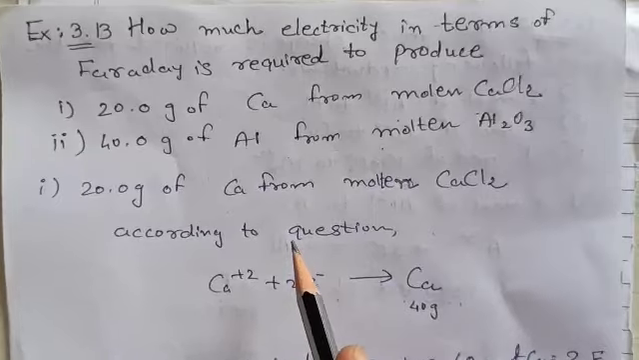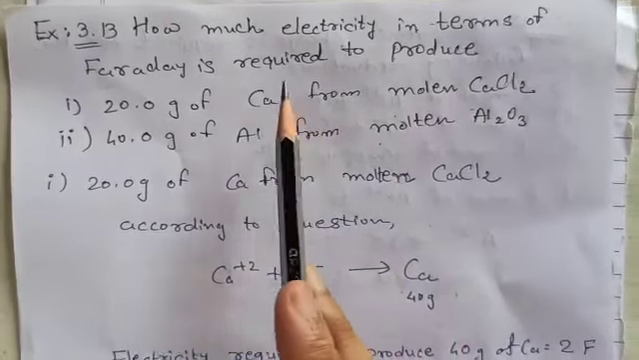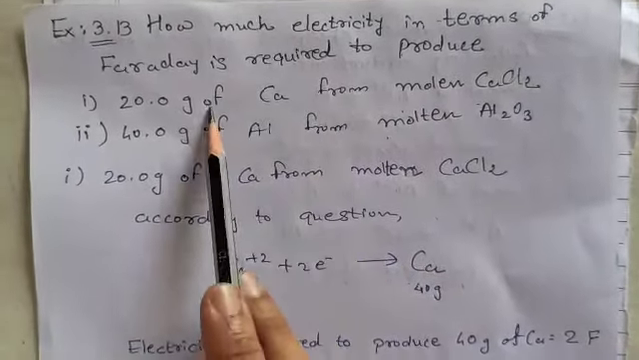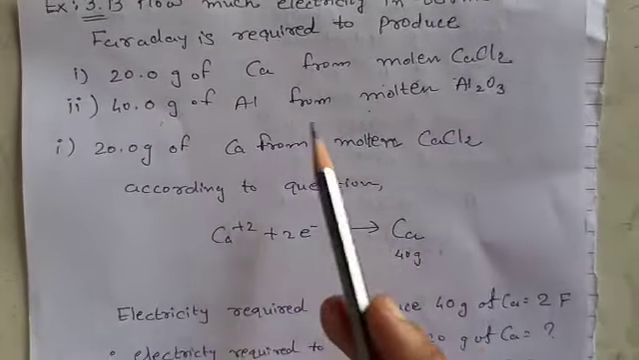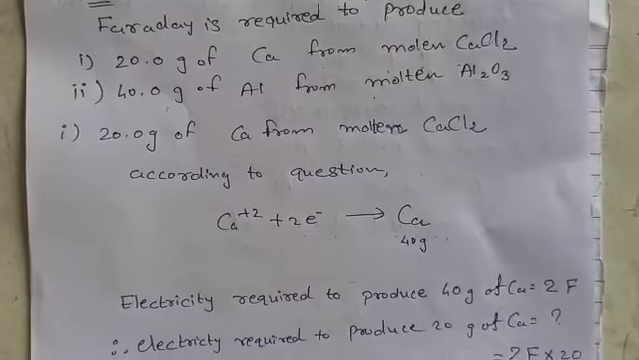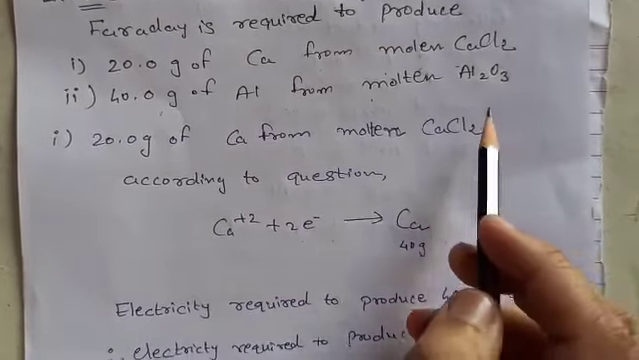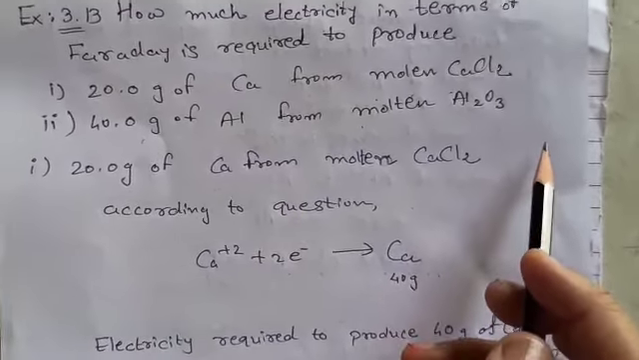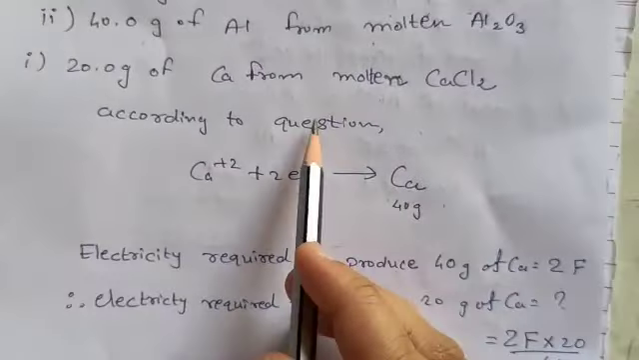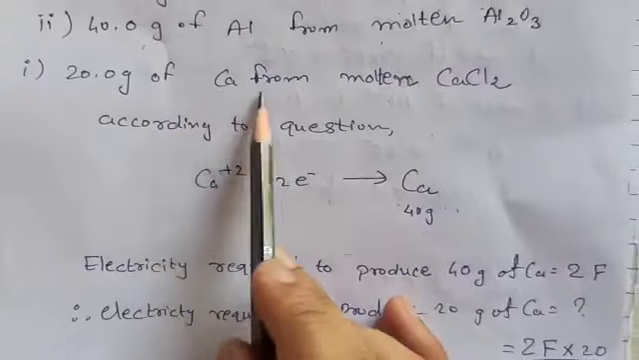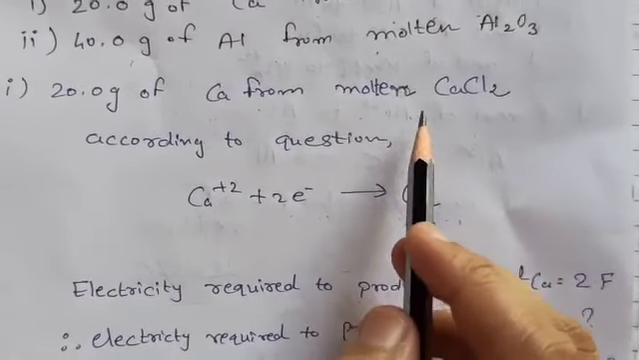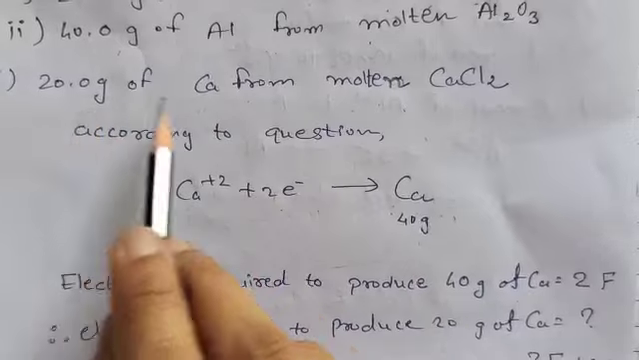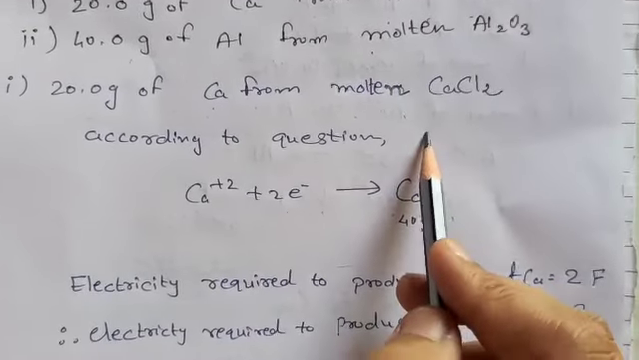Right? Number 3.13. How much electricity in terms of Faraday is required to produce 20 gram of calcium from molten CaCl2 and 40 gram of aluminum from molten Al2O3, right? Here we have to find out the required electricity. First question, 20 gram of Ca from molten CaCl2, right? We have to deposit 20 gram of Ca from CaCl2.